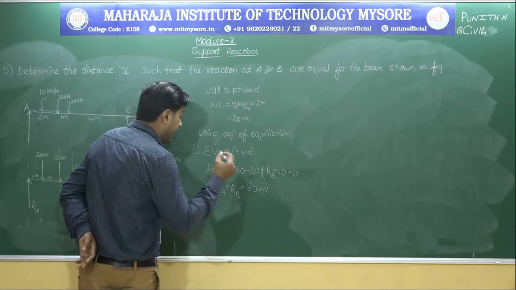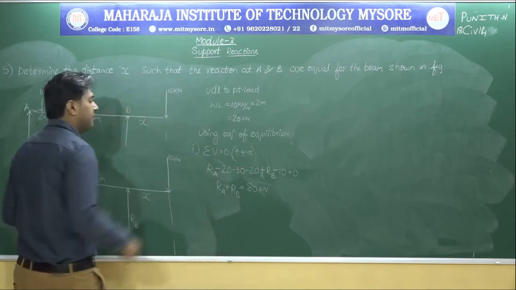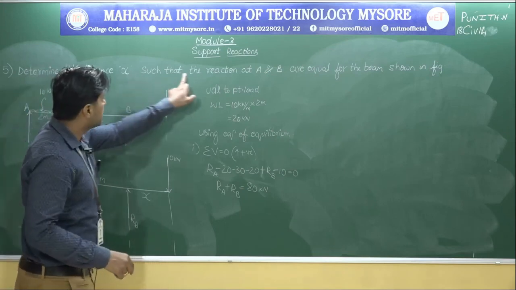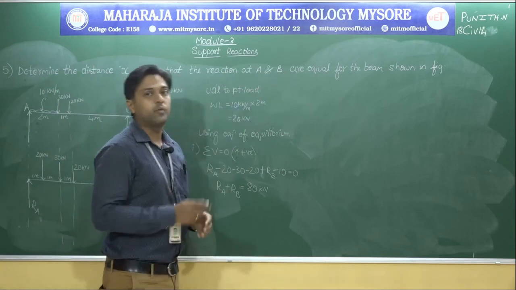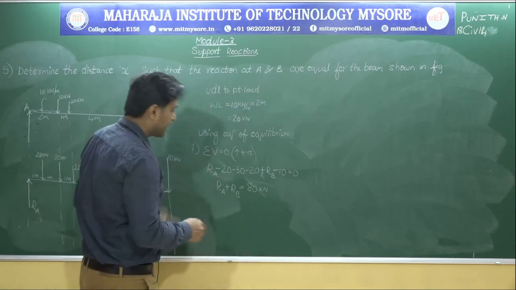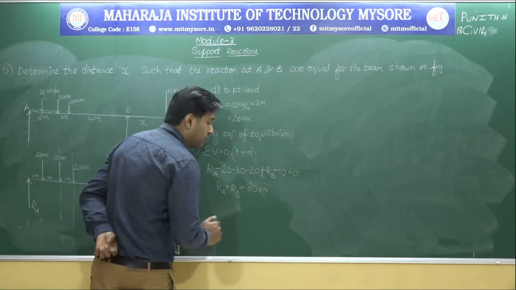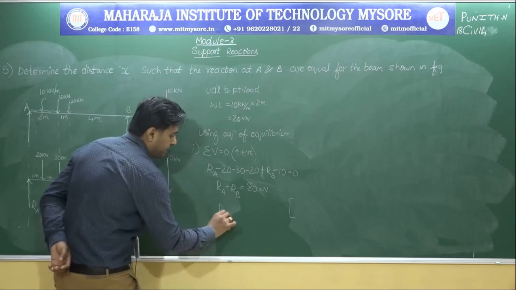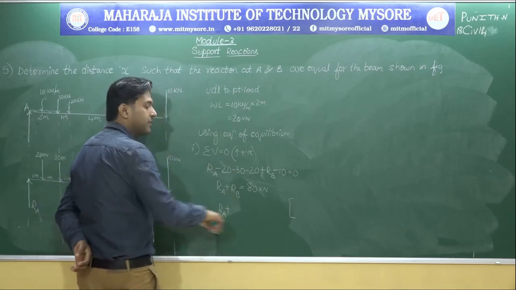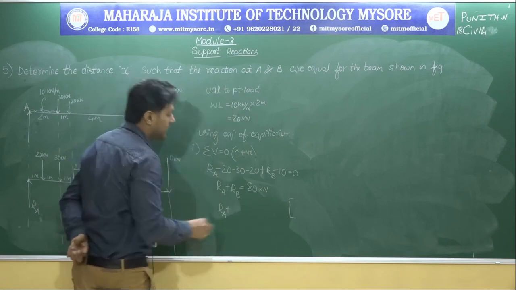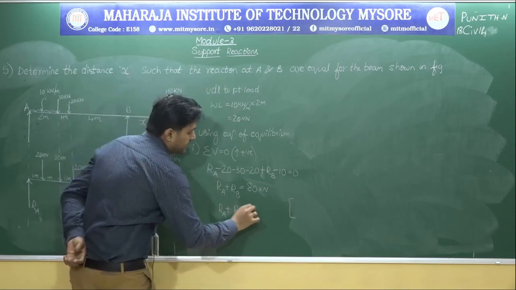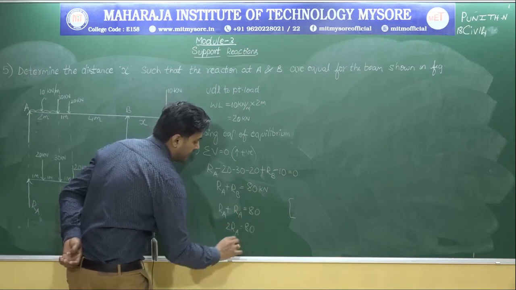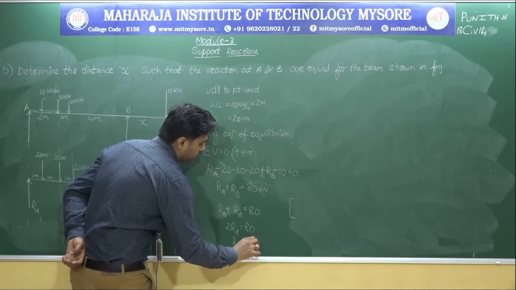Yes or no? Now in the question itself they have given a clue. What is that clue? Determine the distance x such that the reactions at A and B are equal. They are telling that the reactions at A and B are equal, so can I use that concept? RA, let it be. Instead of RB, I will substitute RA again, since they have given it in the question. So 2 times RA is equal to 80, or RA is equal to 40 kilonewton.